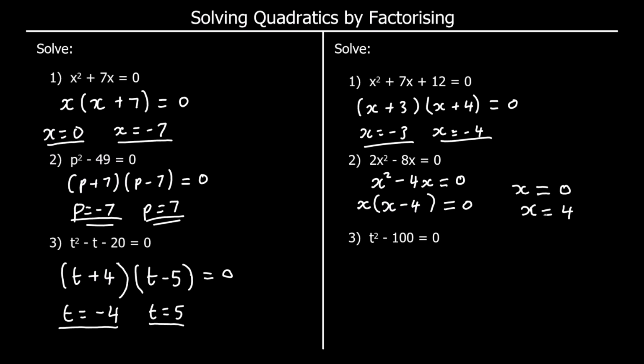And the last one, we've got the difference of two squares. We've got t plus 10 and t minus 10. So what is x? X is either negative 10, that makes the first bracket 0, or positive 10, and that makes the second bracket 0.